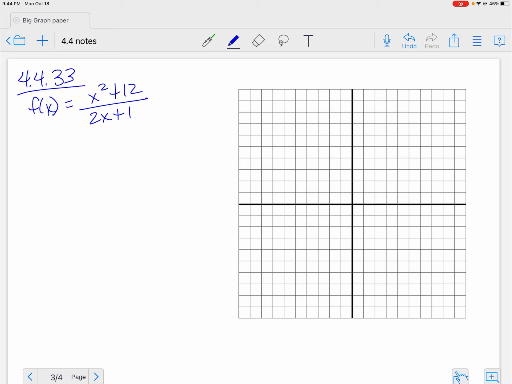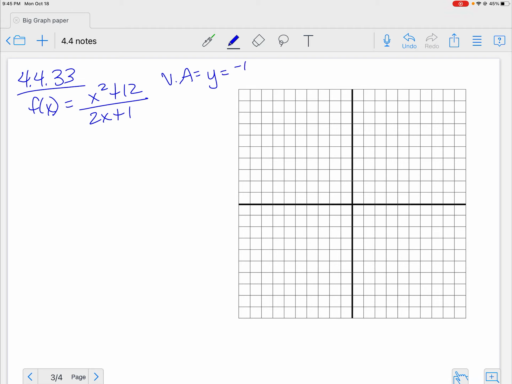Okay, last one. So here we can see we got another rational, which is nice. But look at this. The degree in the numerator is greater than the degree in the denominator. What kind of asymptote are we getting out of that? And it's 1 degree greater. You're going to get a slant, right? Let's do the vertical asymptote because that's nice and easy.